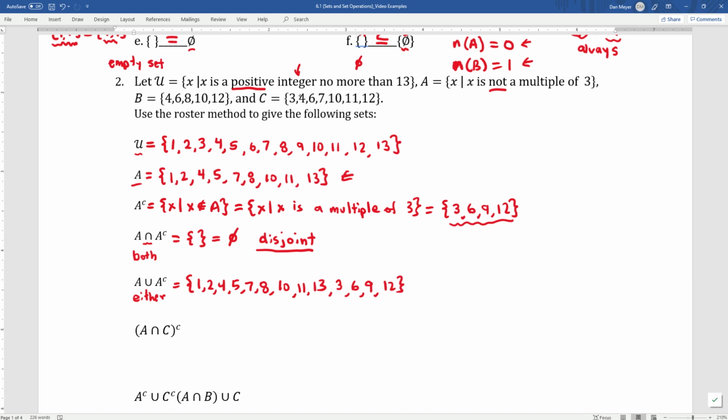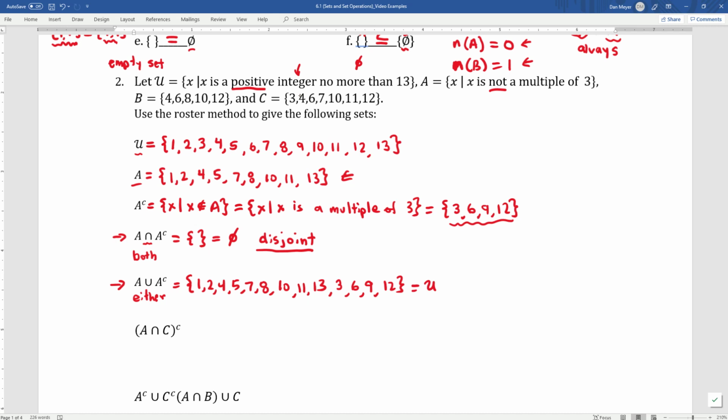Okay. Now, we saw in this example that the intersection of a set with its complement is always empty. Here, the union of a set with its complement is always the universal set.